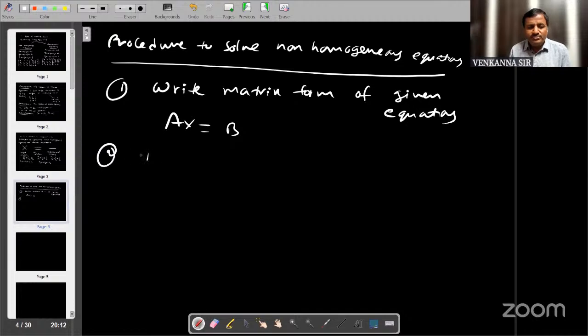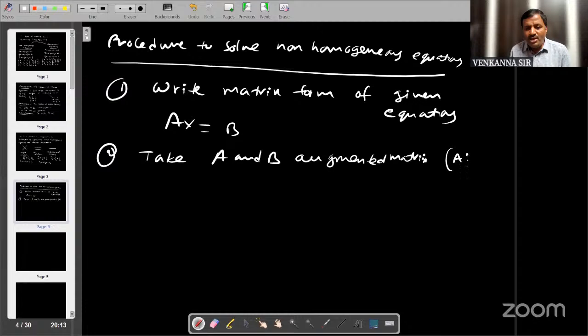Second, take A and B augmented matrix. That means what? A and B in one matrix. What is the meaning of augmentation of two matrices? A and B in one matrix. Third step, find rank of augmented matrix, A and B augmented matrix.